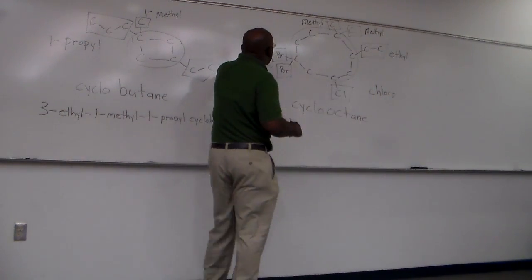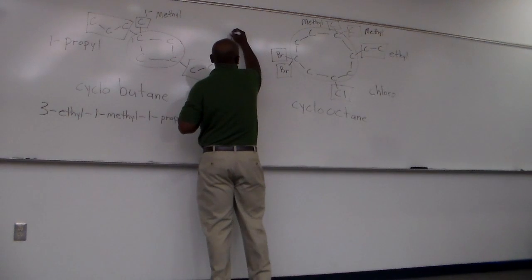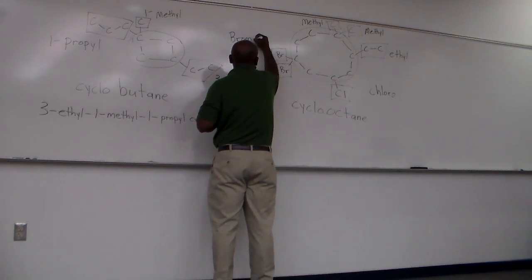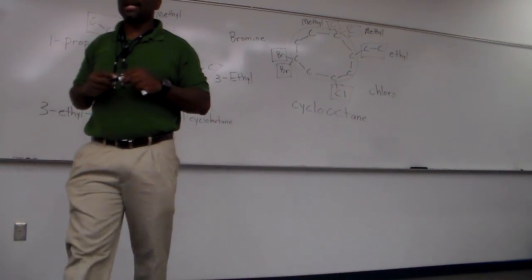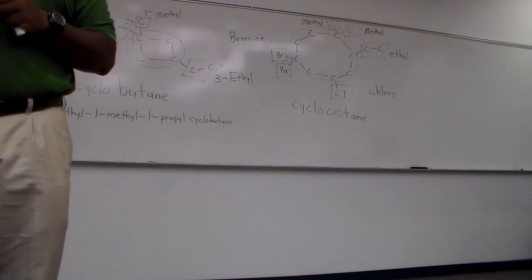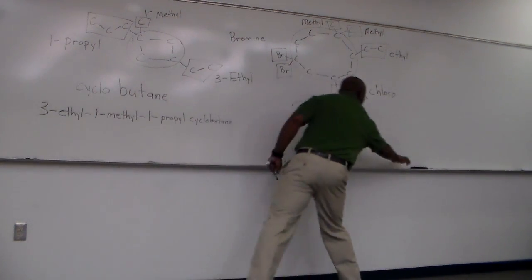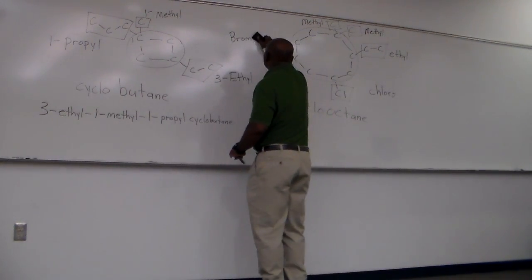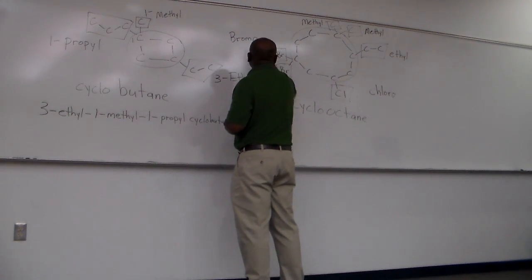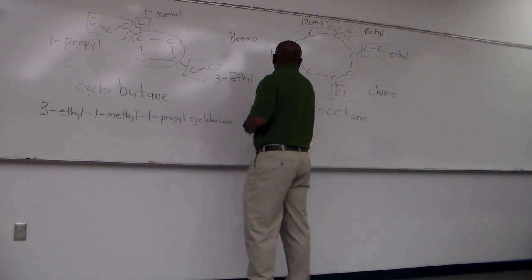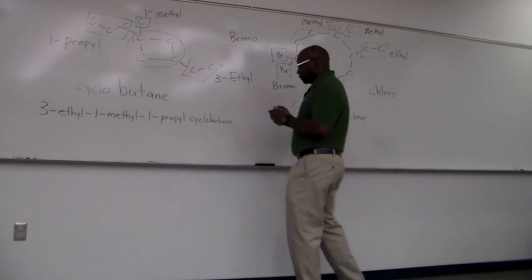This other molecule, according to the periodic table, what's the name of Br? Bromine. Similar to how we did chlorine, you drop the INE and add an O. So that'll be bromo, bromo, and chloro.